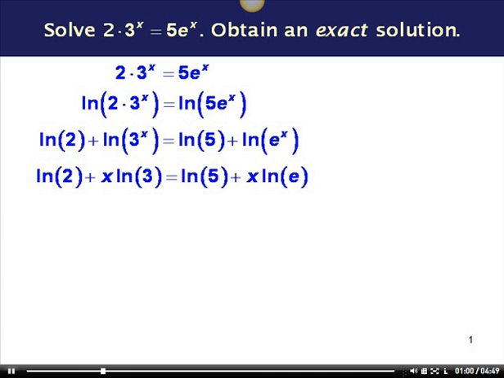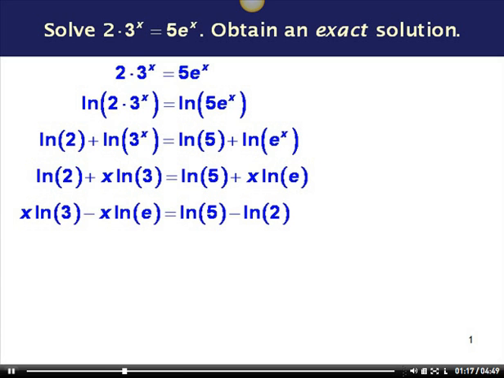Now let's move both of the terms involving x to the left-hand side of the equation, and both of the terms that don't involve x to the right-hand side. So I'm going to subtract x natural log of e from both sides of the equation, and I'm going to subtract natural log of 2 from both sides of the equation. This gives me x times natural log of 3 minus x times the natural log of e equals natural log of 5 minus natural log of 2.